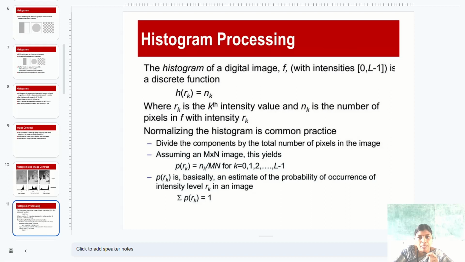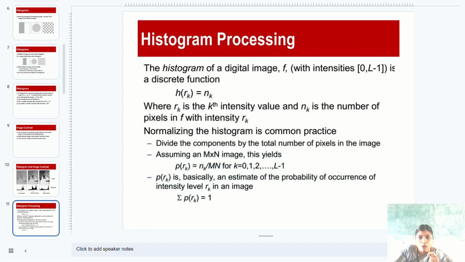of f with the intensity values 0 to L minus 1, which is a discrete function, meaning h of rk is equal to nk, where rk is the kth intensity value and nk is the number of pixels in the image f with the intensity value of rk.